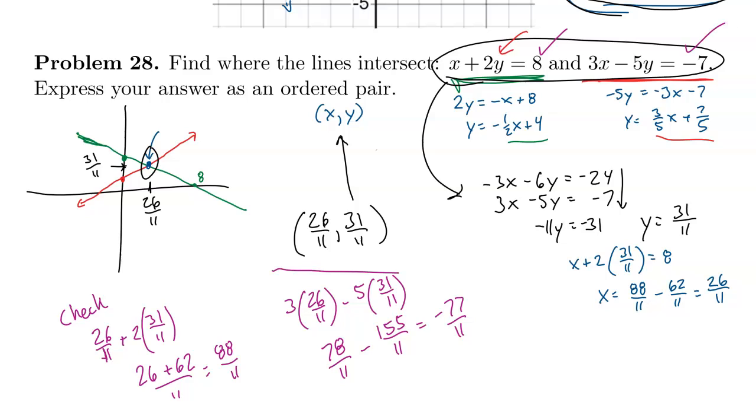So these two values for x and y do in fact satisfy both equations, and they represent the intersection point of those two linear equations.